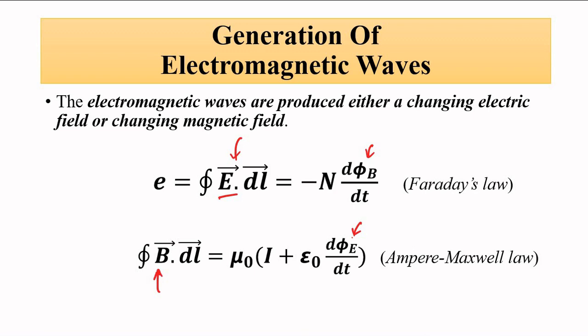So it clears one confusion which existed at that point of time, that electric and magnetic fields exist in isolation. No, any change in electric field will cause a change in magnetic field, and any change in magnetic field with respect to time will cause a change in electric field, which is as per these two equations, Faraday's law and Ampere-Maxwell law.